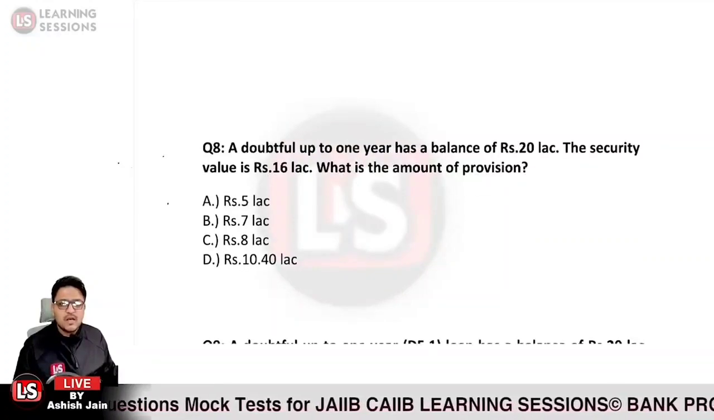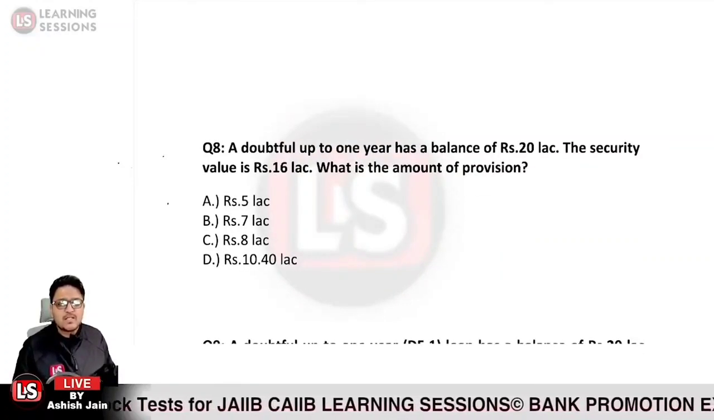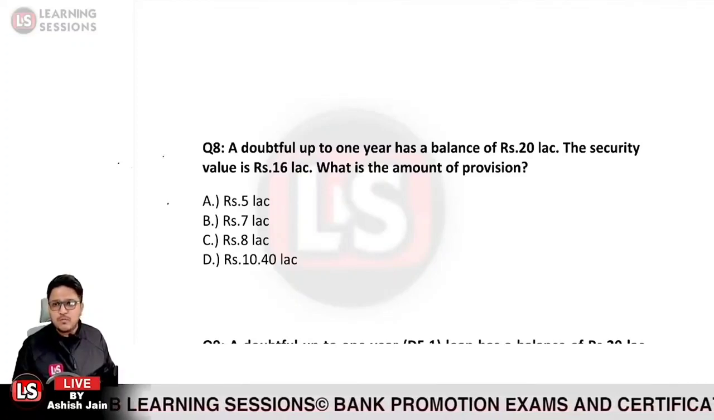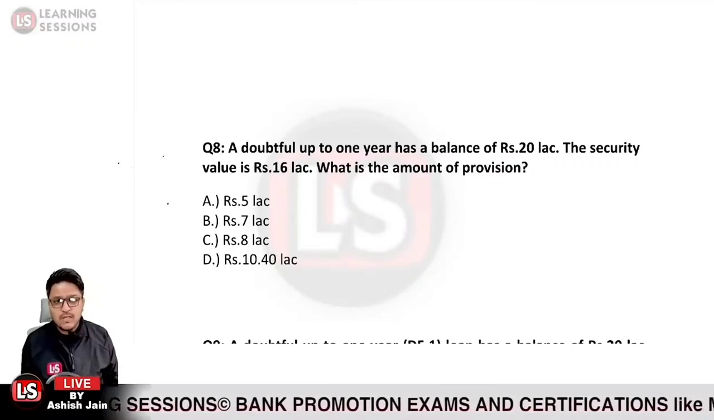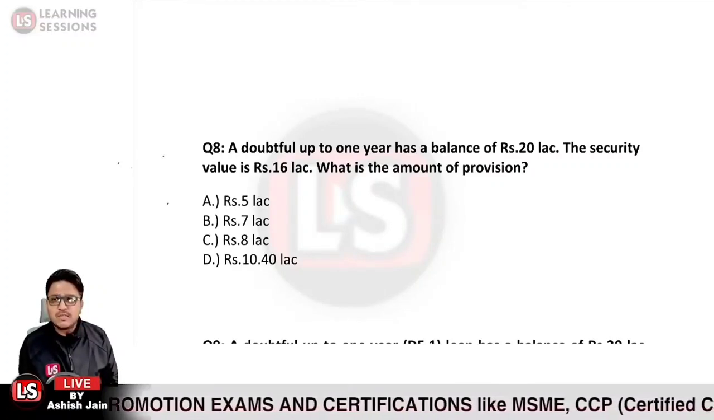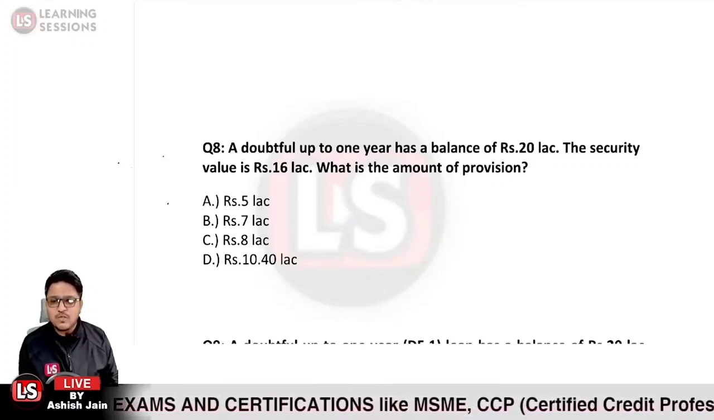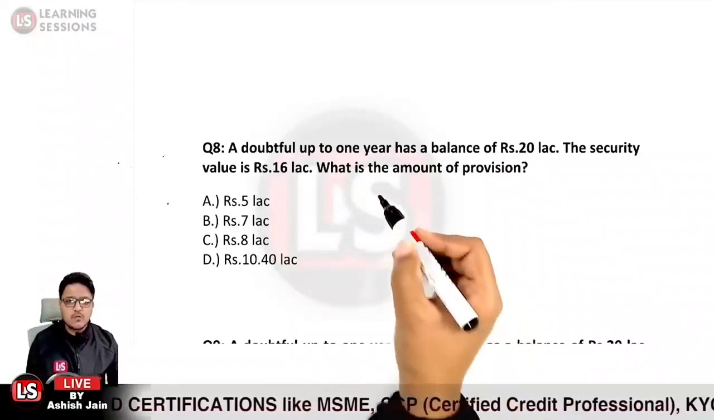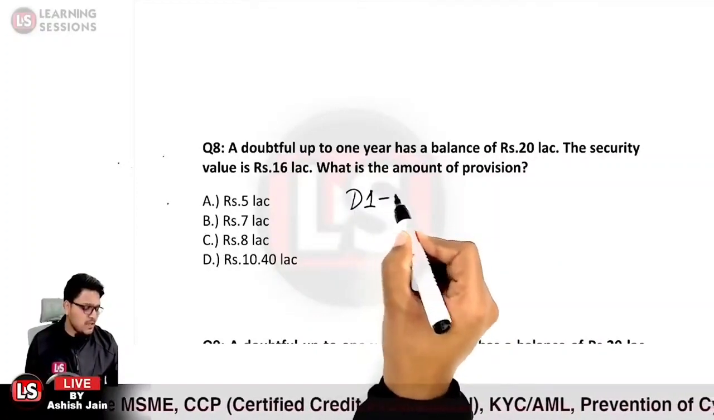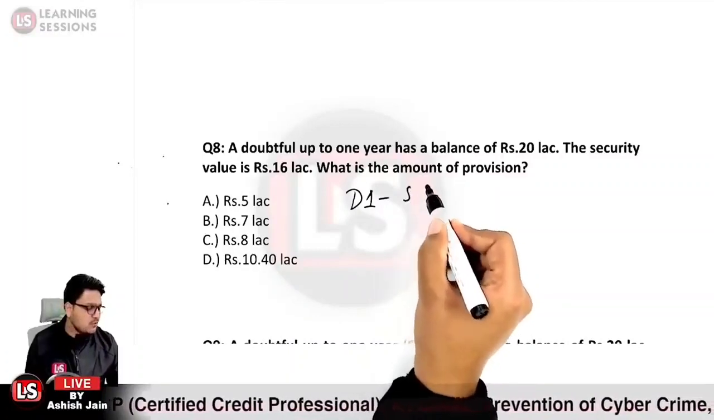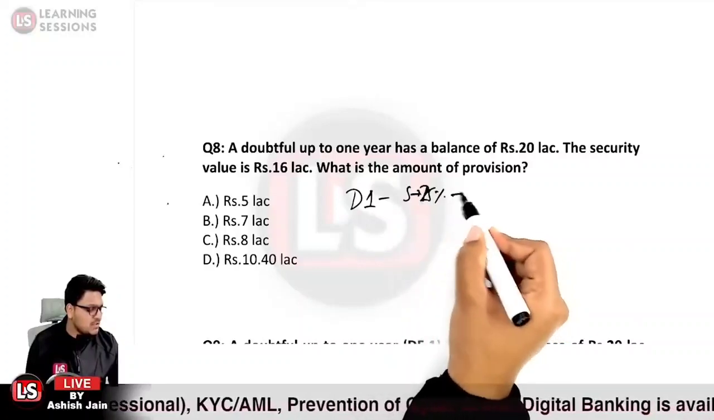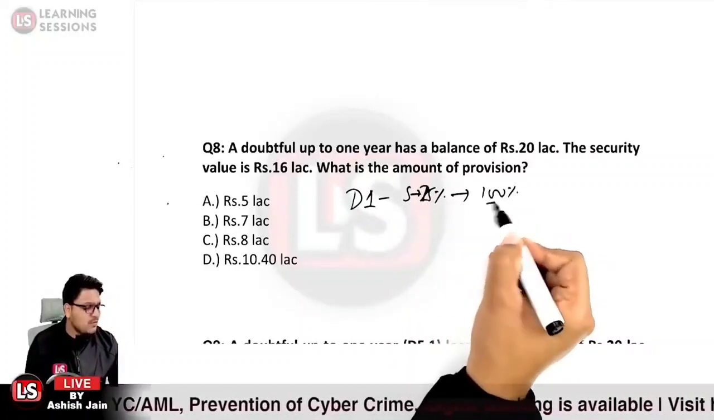Next question says a doubtful account up to 1 year has a balance of 20 lakh rupees. The value of securities is 16 lakh rupees. What is the amount of provision? Doubtful up to 1 year means it belongs to the doubtful 1 category. In the doubtful 1 category, for the secured portion 25% of the provision is applicable, and for the unsecured portion 100% of the provision is applicable.